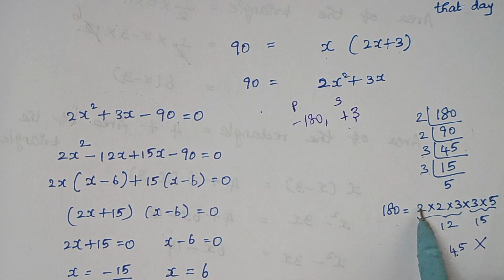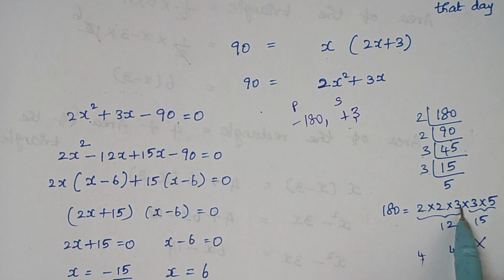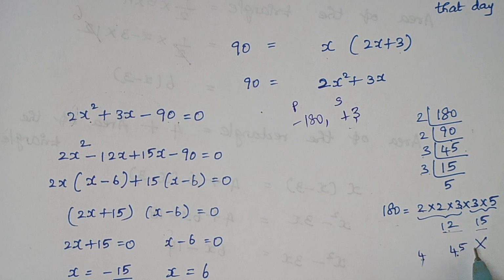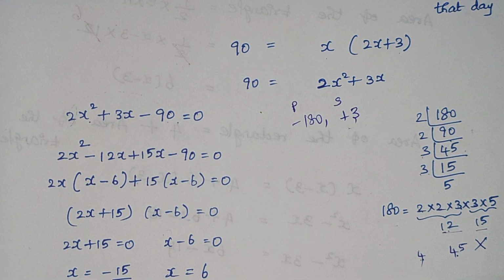So again we are proceeding with 2 into 2 into 3. Here 2 2s are 4 and 4 3s are 12. And here 3 5s are 15. So 12 and 15 here. When you subtract these two numbers, you will get the answer 3.